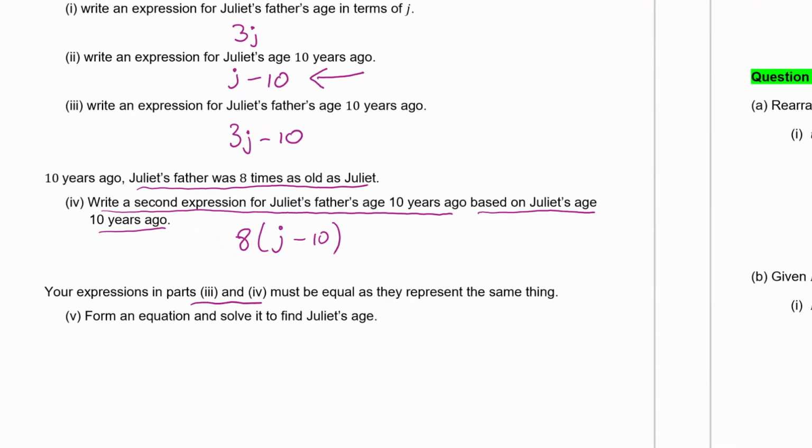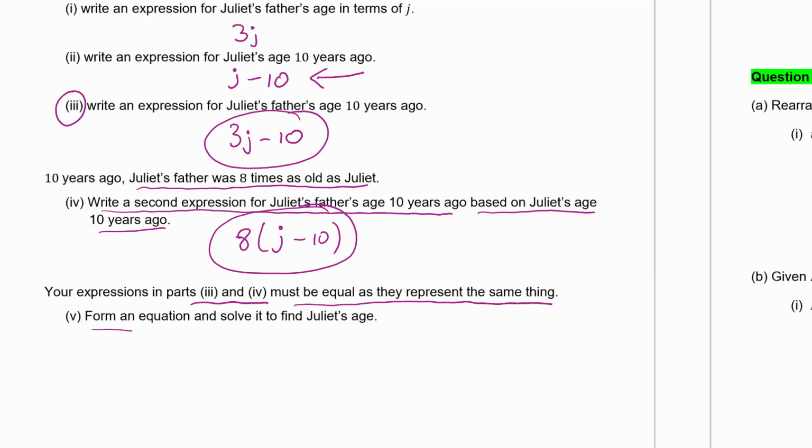Your expression in parts 3 and 4, so that's the expression here and the expression here, must be equal as they represent the same thing. Form an equation and solve it to find Juliet's age. So 8J take away 10 must be equal to 3J minus 10.